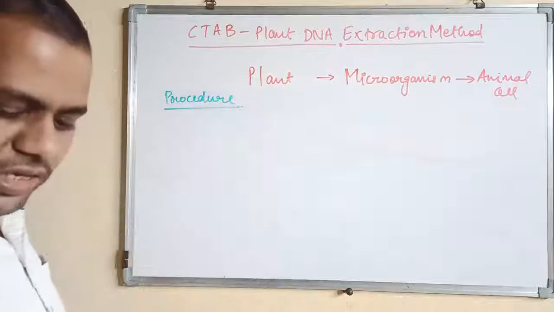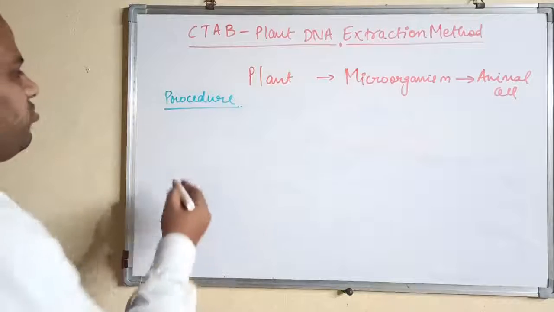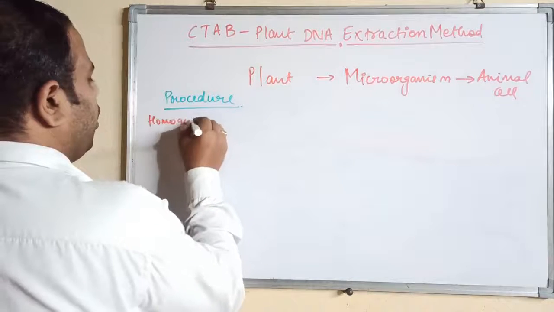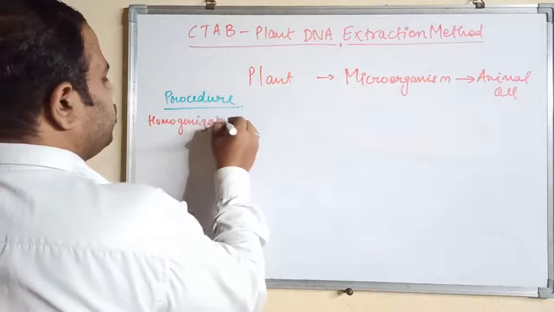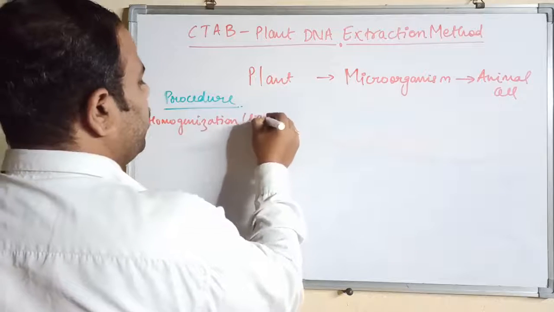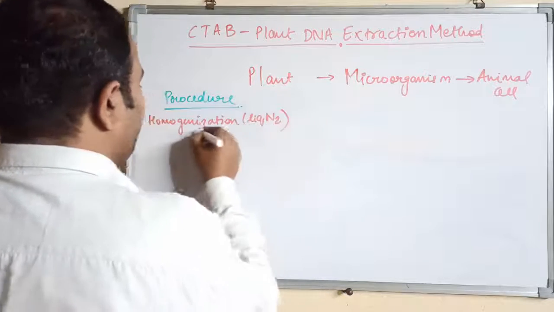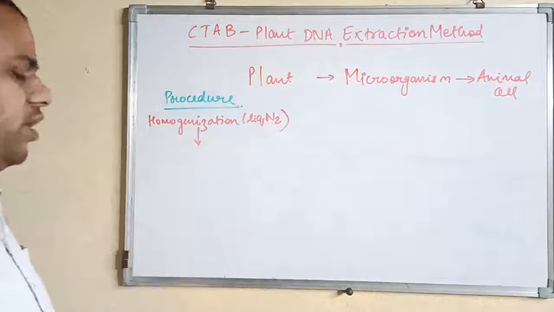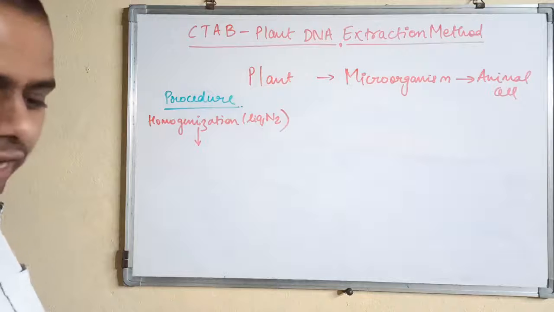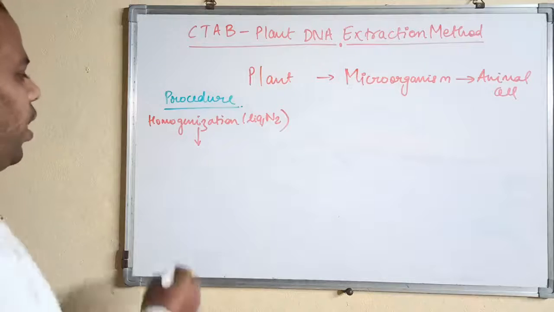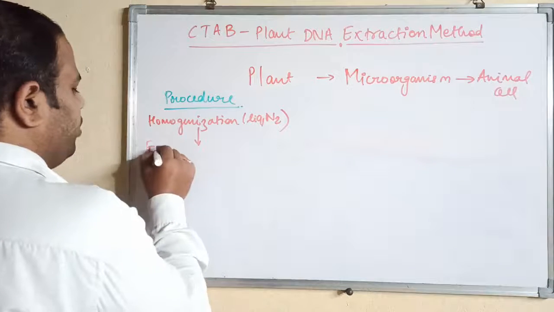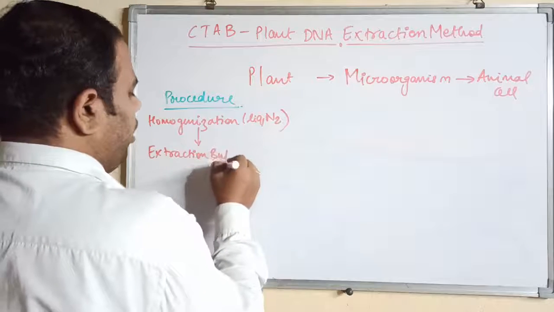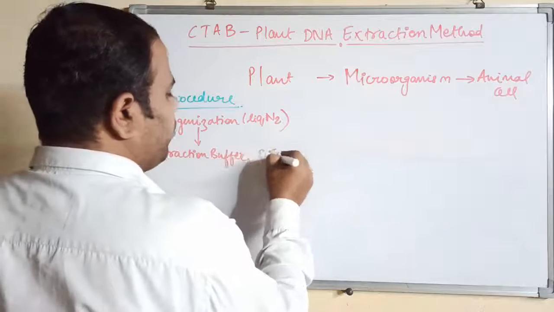So the first step in CTAB DNA extraction is homogenization, homogenization by liquid nitrogen. When you use liquid nitrogen for homogenization and you get a finely textured powder, then you add the extraction buffer, the CTAB extraction buffer.